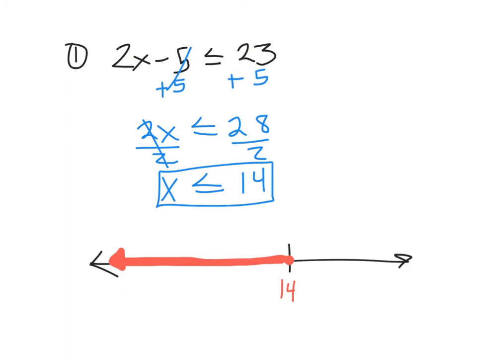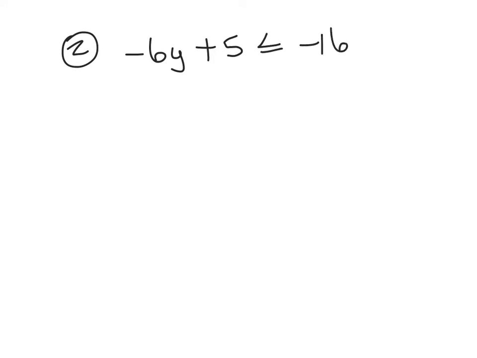All right, let's look at number 2, guided practice. I want to make sure you have enough examples here, guys. Negative 6y plus 5 is less than or equal to negative 16. All right, so my first step is to subtract the 5. Since it was addition over here, I'm left with negative 6y less than or equal to, what is negative 16 minus 5? It's going to go further negative, so it stays negative, and that would be negative 21.